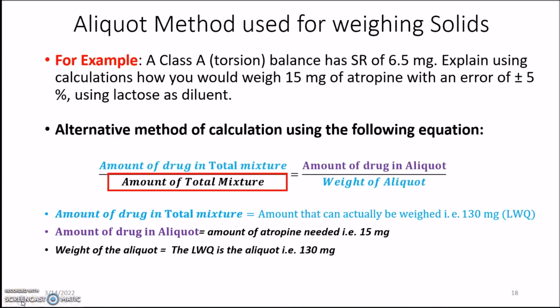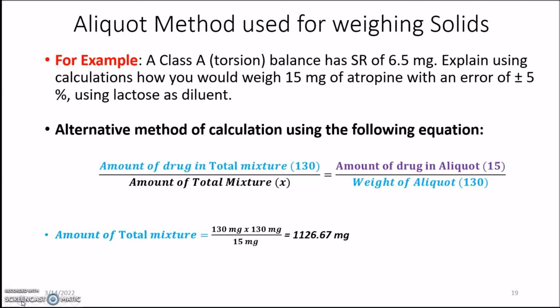Okay, so we want to determine the amount of total mixture because we don't know that; we know the other terms. So, plugging that into the equation, we get 1126.67. And we're getting 1126 because we're pretty much sticking to 130. But I'm only saying that you can use 130 or more. You cannot use less than 130, or else it will not be weighable, because less than 130 is not weighable anyway. Okay?